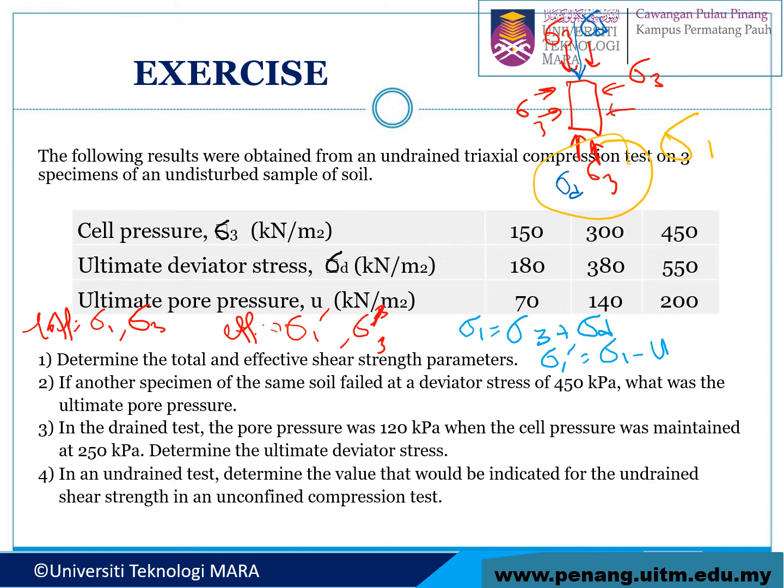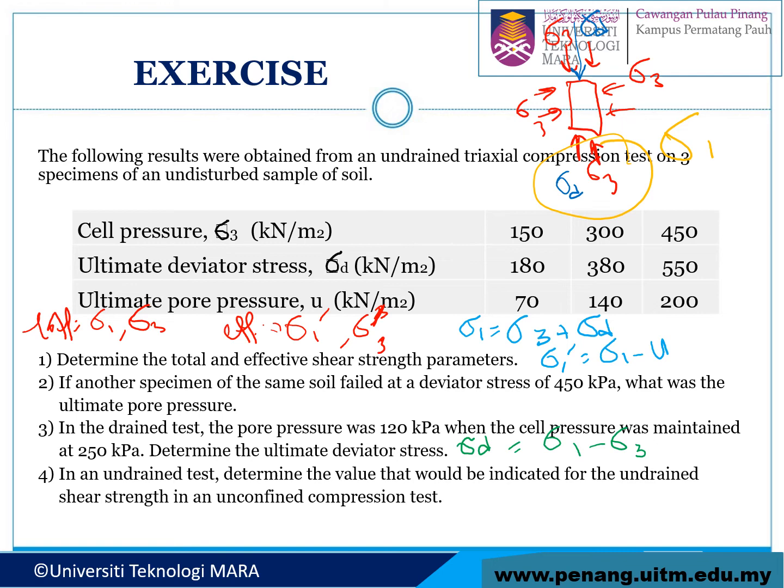In the drained test, the pore pressure was 120 kilopascal when the cell pressure was maintained at 250 kilopascal. Determine the ultimate elevated stress. For this one you have to determine sigma d. How to determine sigma d? In the undrained test, sigma d is equal to sigma 1 minus sigma 3. So that one is sigma d.